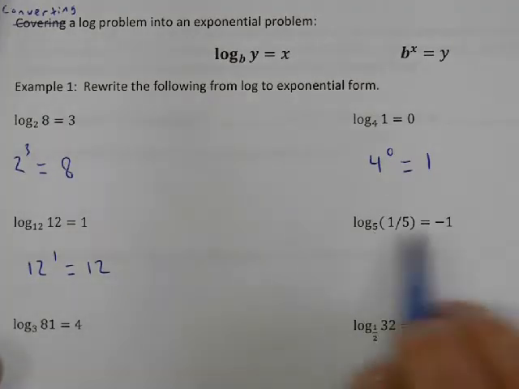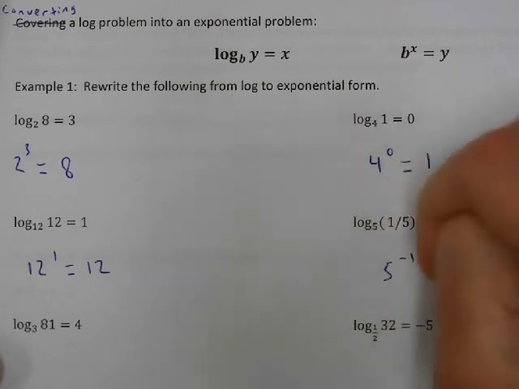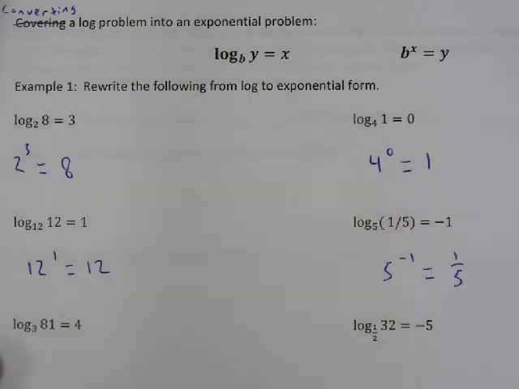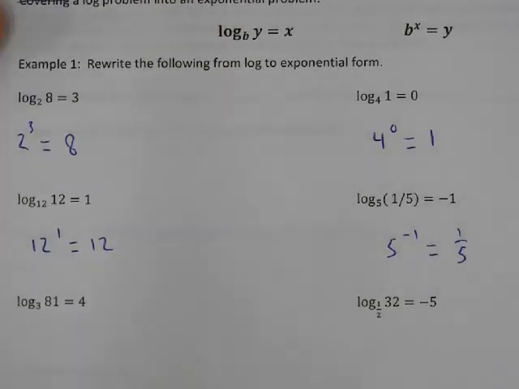Our base to our power equals that thing. 5 to the negative 1 equals 1 over 5. And is that true? Yeah, like we just talked about. If we have a negative exponent, we flip it, make it a fraction. Okay, looks good. So again, this is just a little easy practice converting from log form to exponential form.